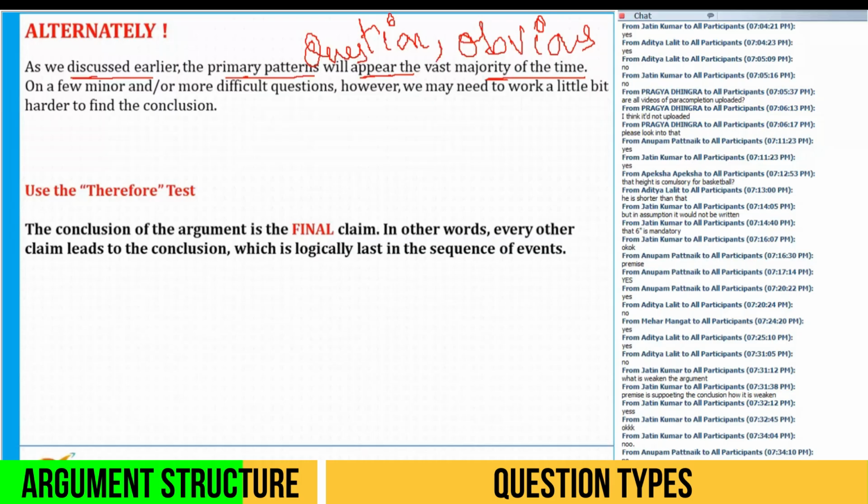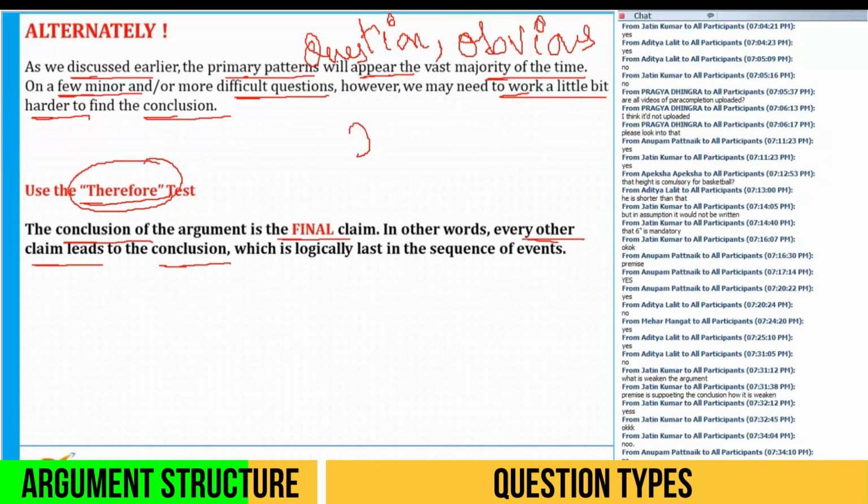But there are a few minor and difficult questions. I mean, on some difficult questions, you may need to work a little bit harder to find the conclusion. Okay. Whenever you are in doubt, whenever two statements look equally good as conclusions, you should use something called the therefore test. What is the therefore test? I will just now tell you. But remember, we are using the therefore test because we want to find out the final claim. The conclusion of the argument is the final claim. Every other claim will lead to this final claim.